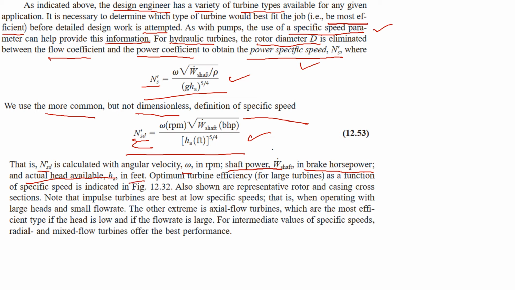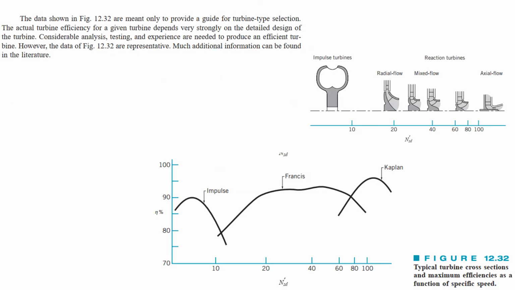Optimum turbine efficiency for large turbines as a function of specific speed is indicated in the figure that we are going to see right now. Also shown are representative rotor and casing cross sections. Now let's have a look at that figure and explain the rest from that. So this is the figure that they are talking about.